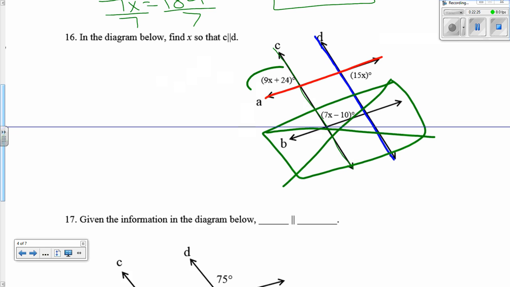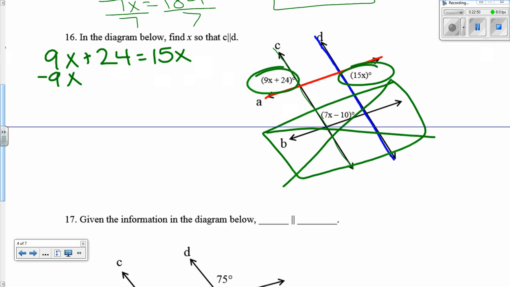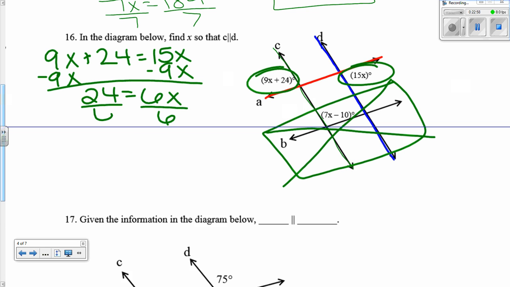I only am looking at the 9x plus 24 and the 15x. So with those two, I need to figure out what's my relationship. Well, they're on opposite sides of the transversal, and they're both outside C and D, so these are alternate exterior, which means these are going to be congruent. If I set them equal to each other, I subtract my 9x to get my x's to one side. So 24 equals 6x. Divide by 6. So x equals 4.